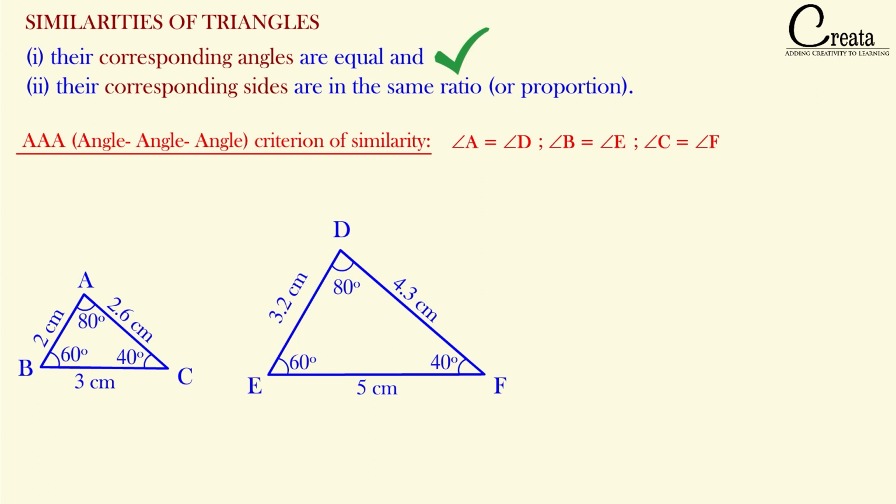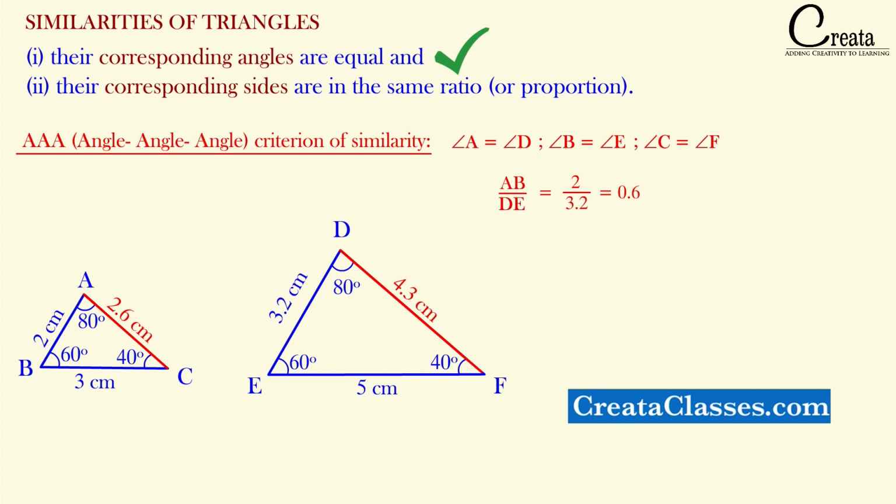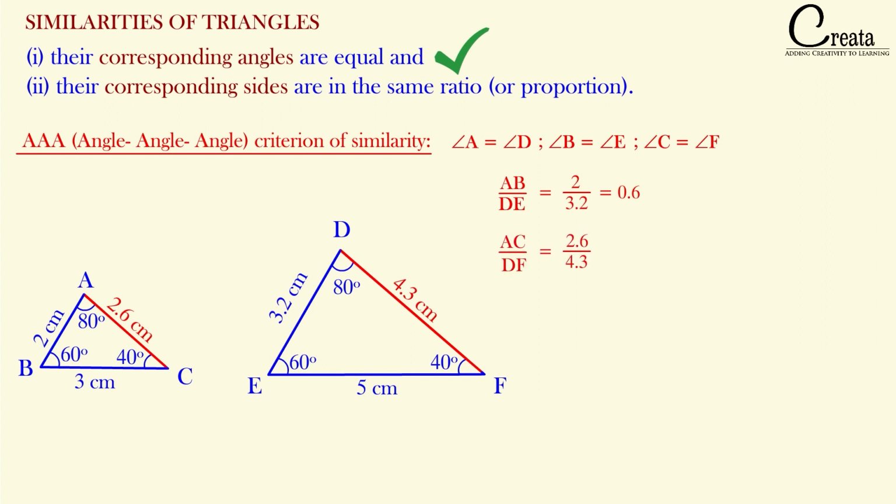Let's calculate the ratio of the corresponding side. AB will correspond to DE, 2 upon 3.2. It will be 0.6. AC corresponds to DF. So AC upon DF will be 2.6 upon 4.3. The ratio is again 0.6. That's good. BC upon EF, it will be 3 by 5, that is 0.6. So I can say the corresponding sides are also matching with each other.